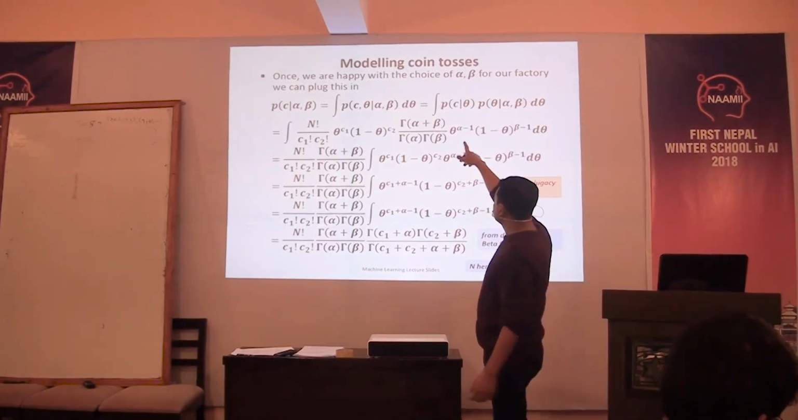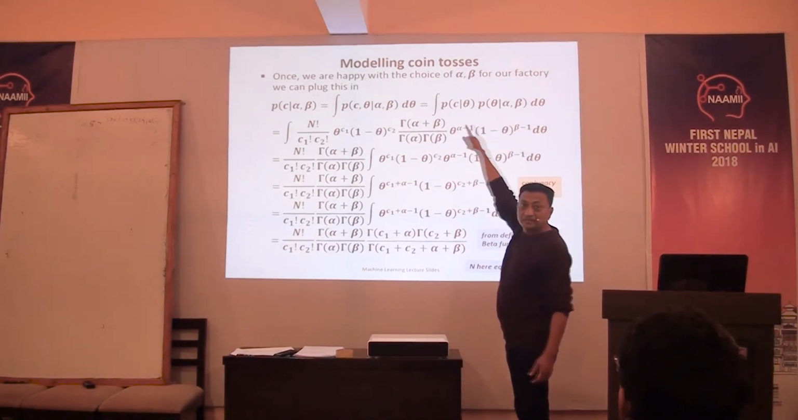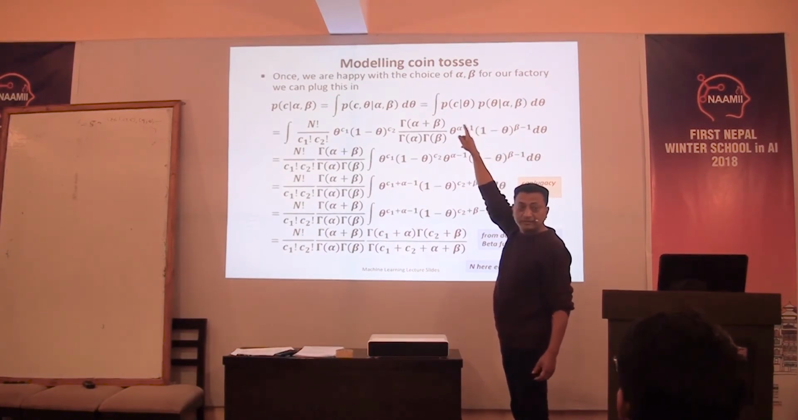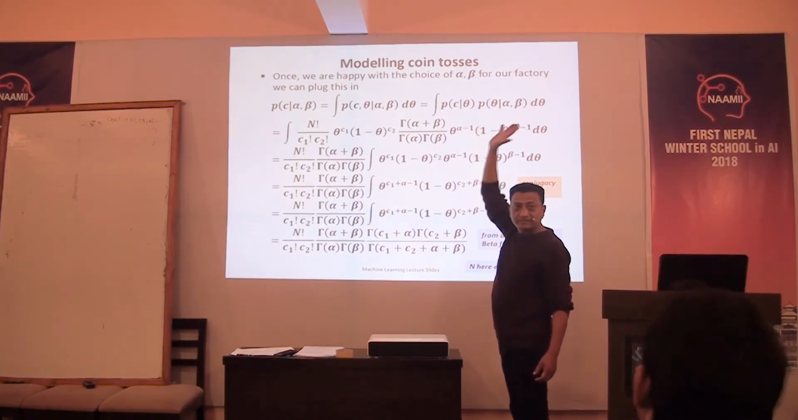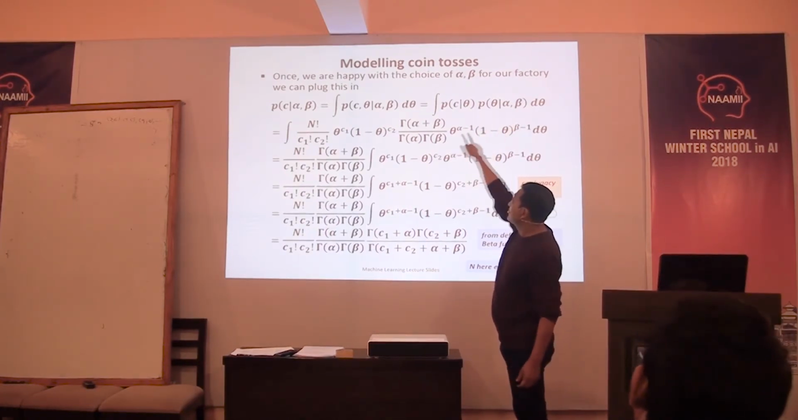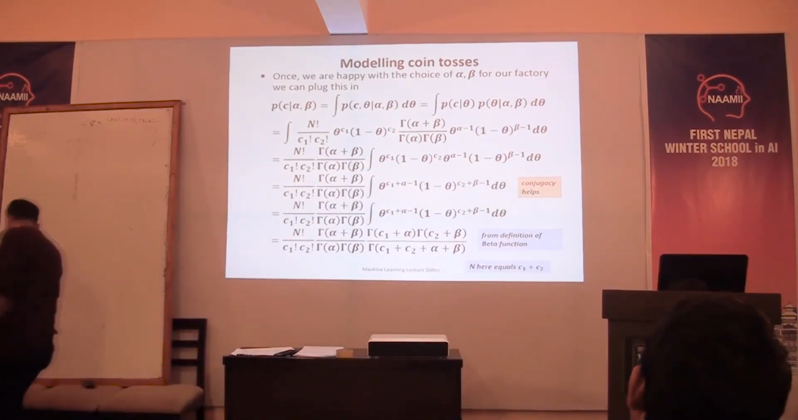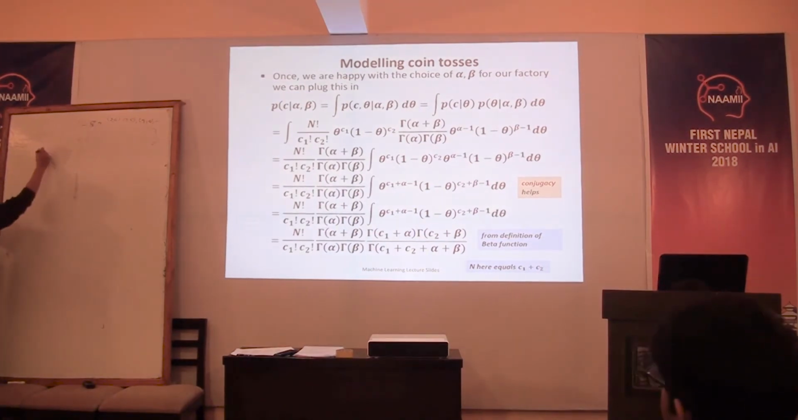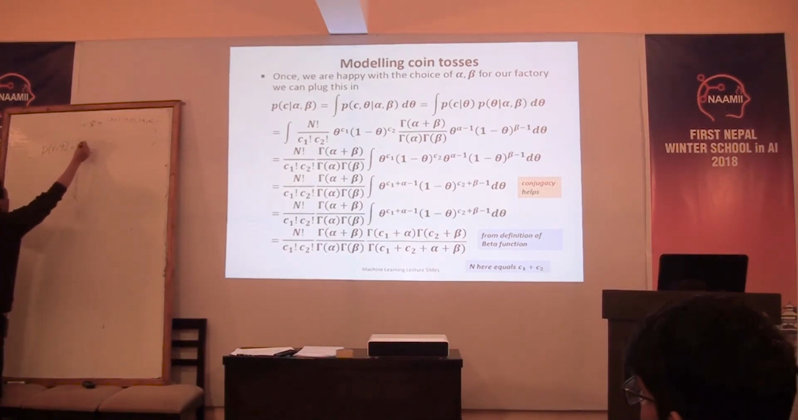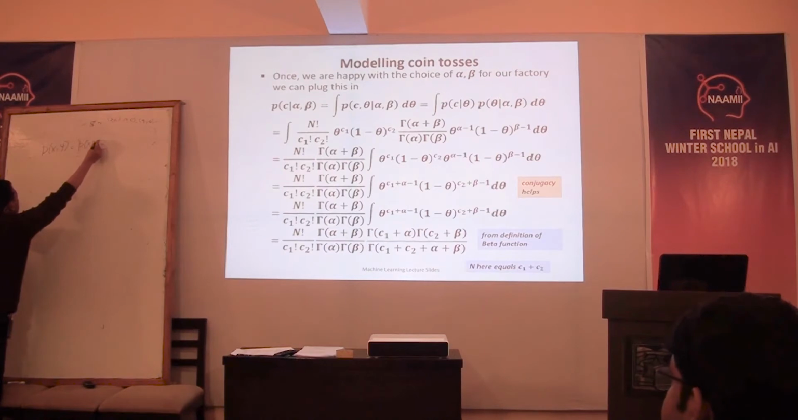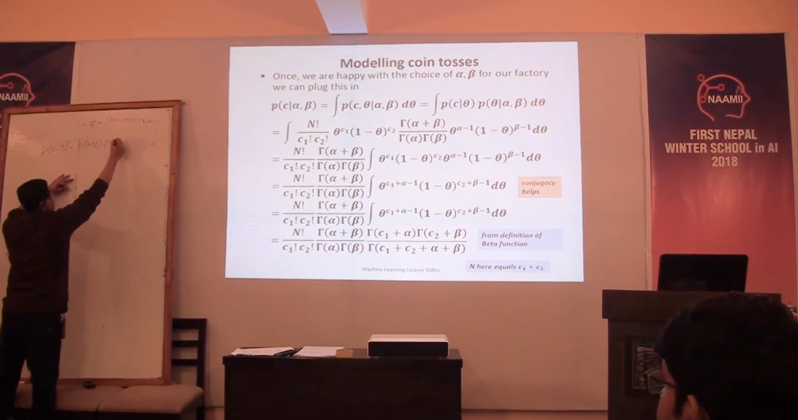So I had a question just now. How do you go from this top line to the next line? Okay, that top line is just the definition of conditional probability. Okay, right? Anybody who hasn't understood, raise your hand. Okay, that is just the definition of conditional probability. Okay, so that is simply that.